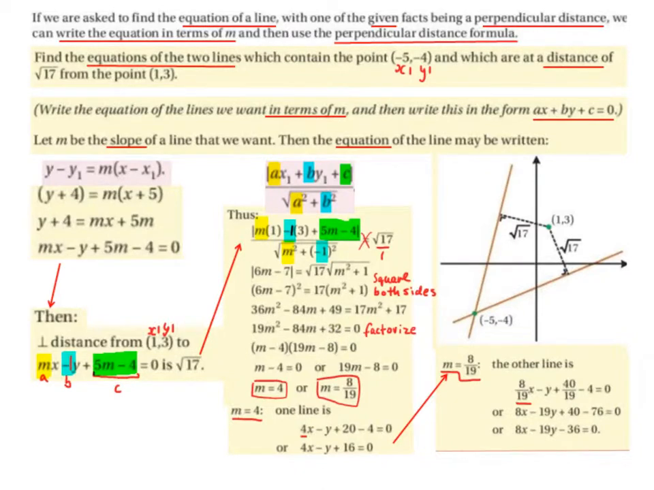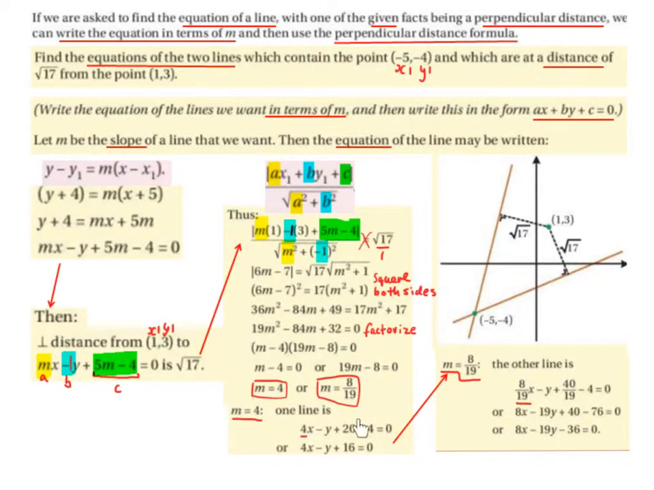Now you can factorise, or you can use the minus b formula. So factorising, we get m minus 4 times 19m minus 8 is equal to 0. So we end up with m equals 4 and m equals 8 over 19. So m equals 4, we're going to let our m equal 4, so one of the lines is going to be 4x minus y plus 20 minus 4 is equal to 0.